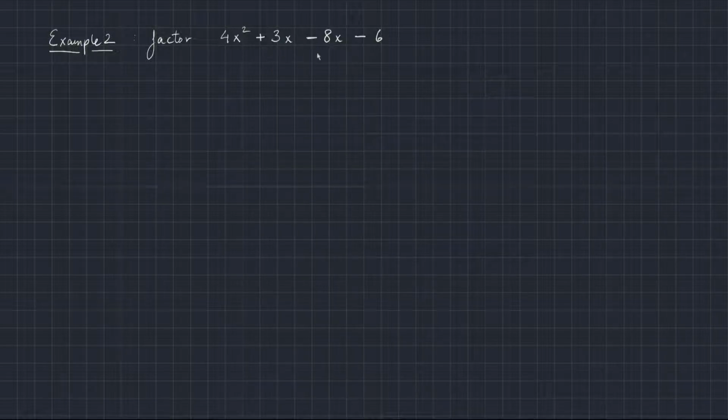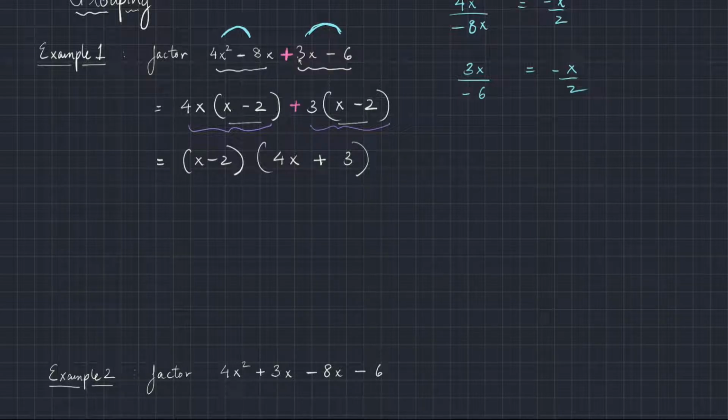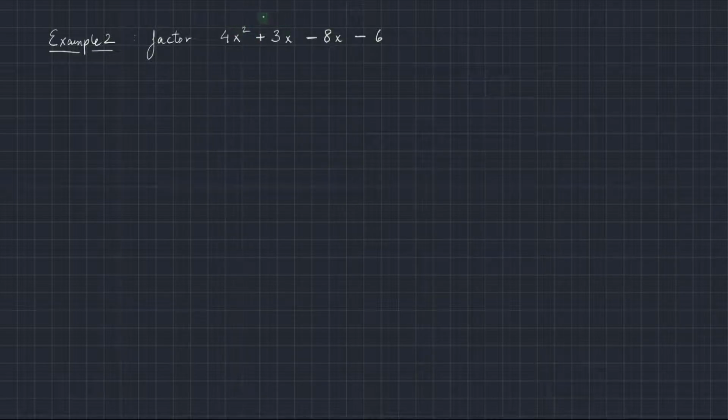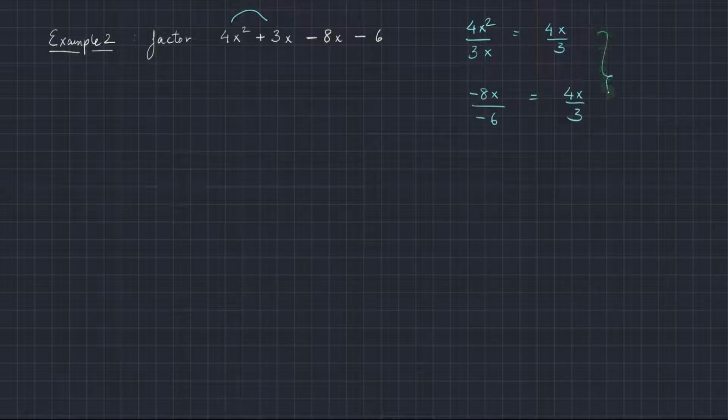Notice that the only difference between this one and the previous one is that the order of the 8x and 3x has been switched. Again, we know that it's possible to factor this by grouping by considering the ratio of the first two terms and the second two terms. The ratio of 4x squared and 3x is simply 4x over 3. And the ratio of negative 8x and negative 6 is also 4x over 3. Since these ratios are the same, we know that it can be grouped. Grouping possible. Alright, proceeding as before.